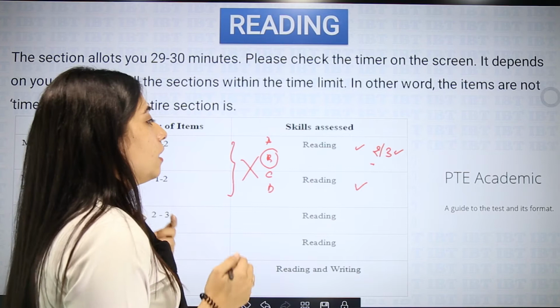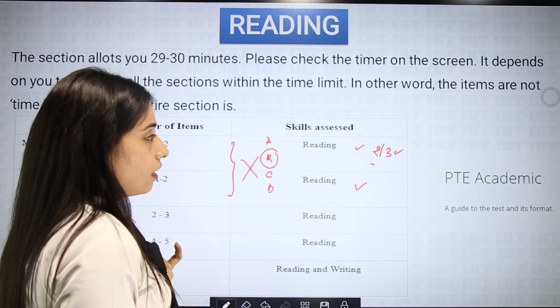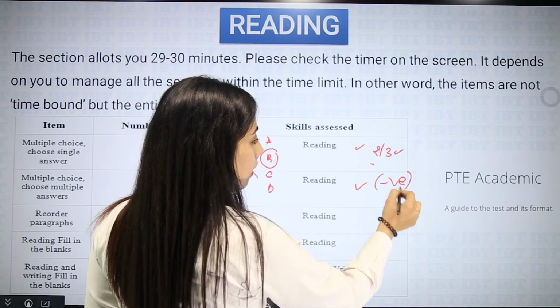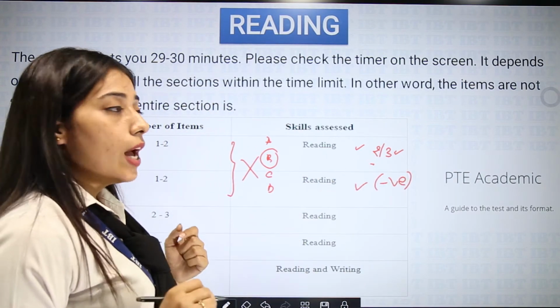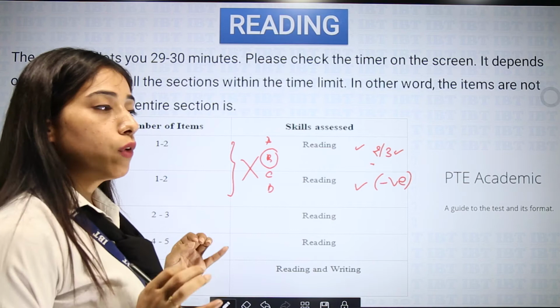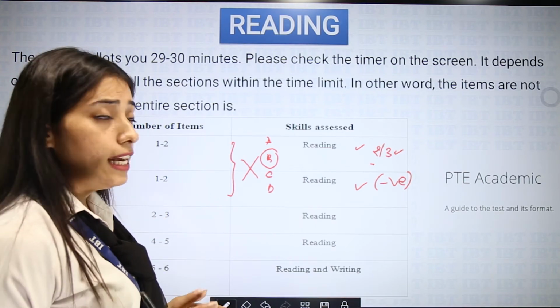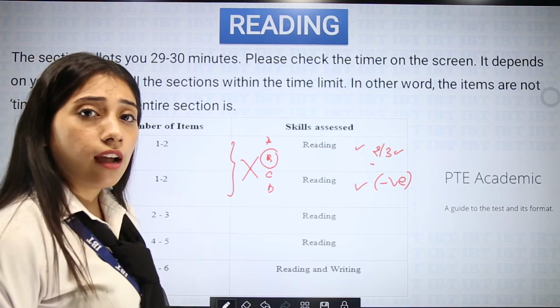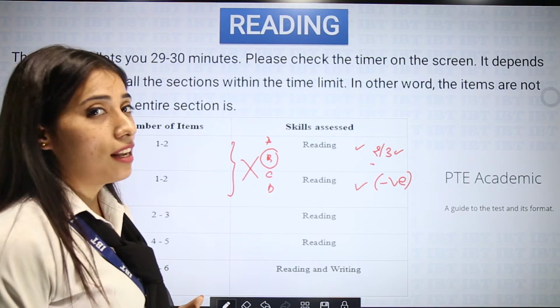But again, there are certain things that we have to take care of, that is, in multiple responses you will have negative marking as well. So you have to mark only that option for which you are sure about, right? If in case you have any doubt in terms of any of the options, better don't mark it, otherwise it will be counted as a negative score.